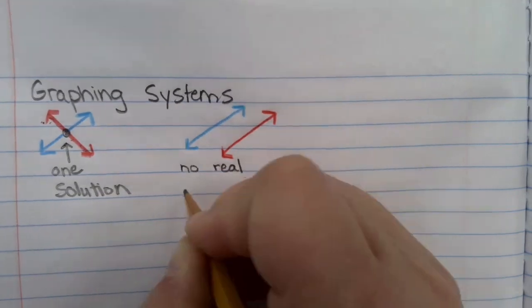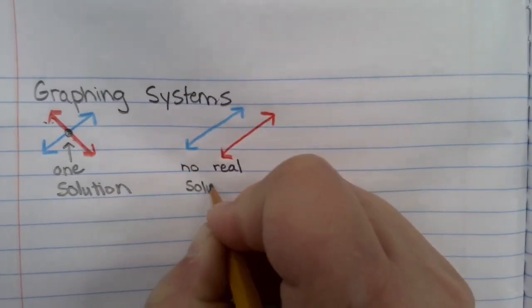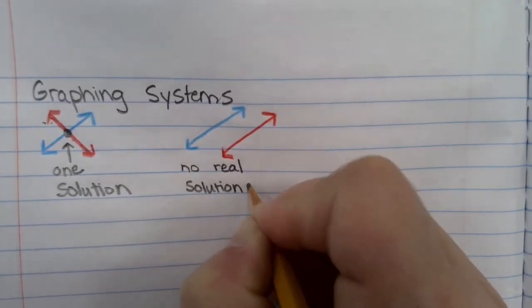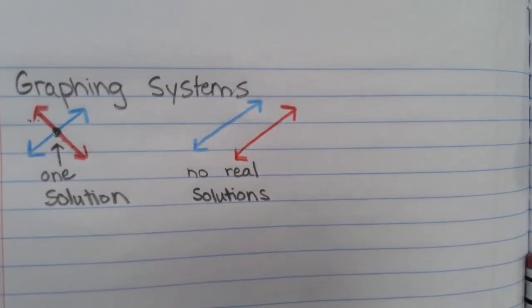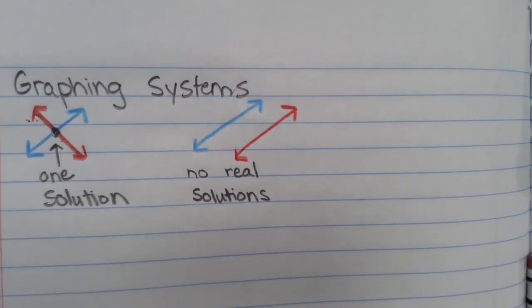At least like boyfriend and girlfriend. I guess. That's one way to look at it. No real solutions. Yeah, because they're always together. It's never going to cross.